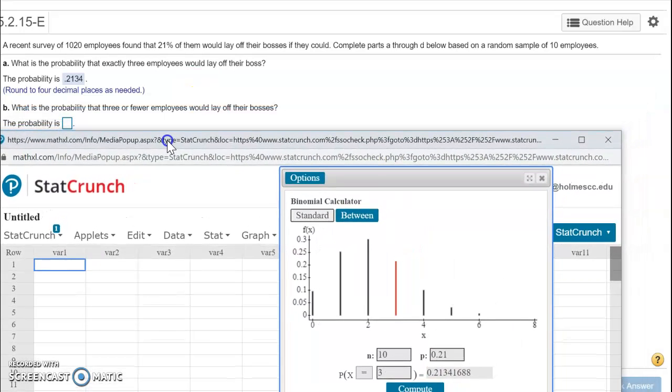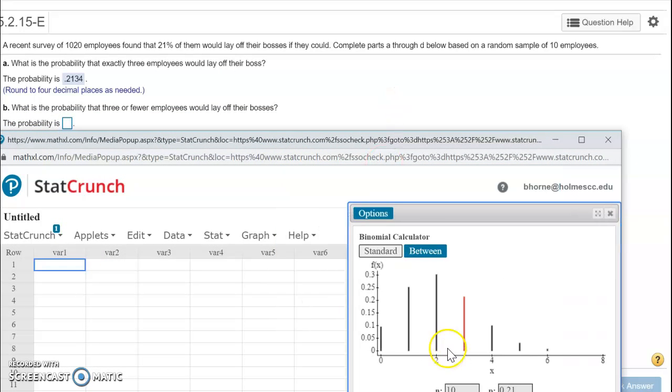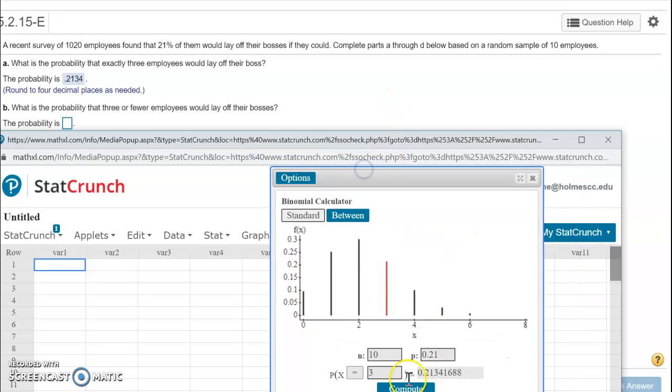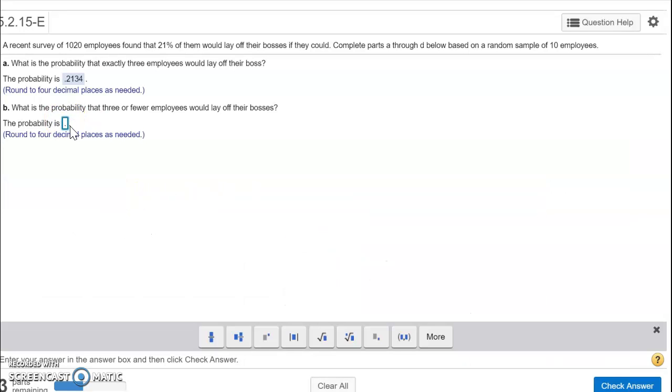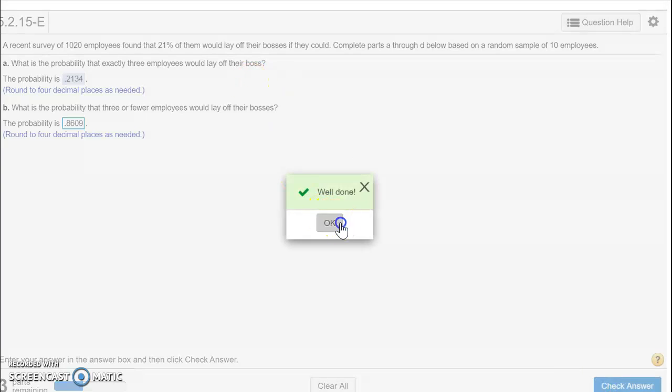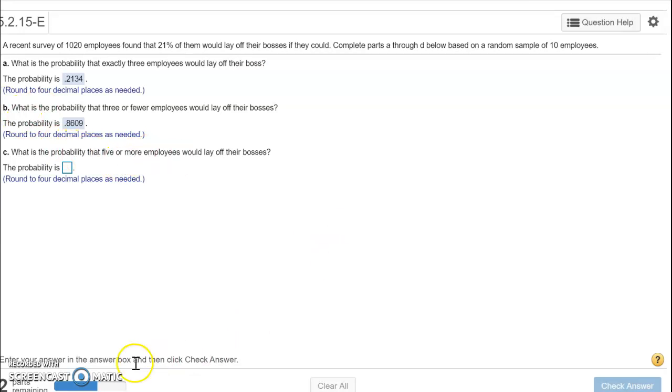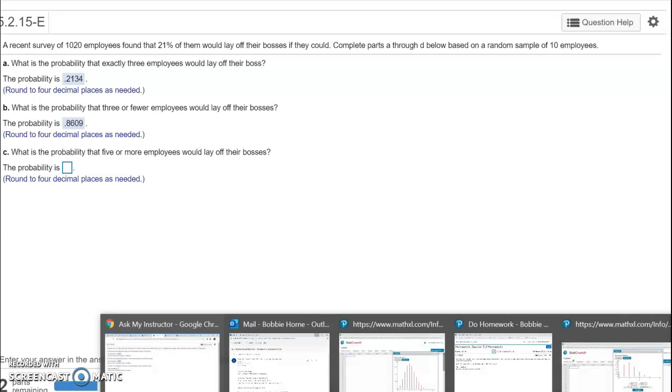Now for the next one, 3 or fewer. So here we're going to use the same information, because this is the same scenario, but 3 or fewer would be less than or equal to 3, so that would be 0.8609.